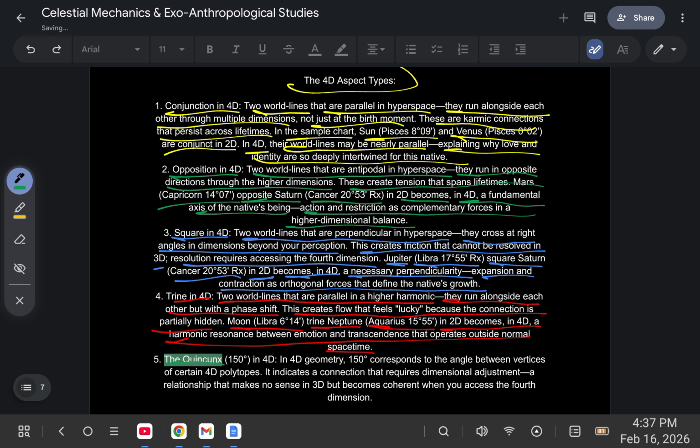Now we look at the quincunx, 150 degrees in 4D. So in 4D geometry, 150 degrees corresponds to the angle between vertices of certain 4D polytopes. It indicates a connection that requires dimensional adjustment, a relationship that makes no sense in 3D but becomes coherent when you access the fourth dimension.